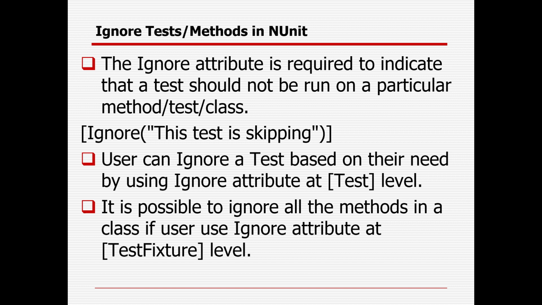The Ignore attribute is required to indicate that a test should not be run on a particular method, test or class. So that is the annotation. You need to give square brackets, Ignore, and within the parentheses you give the comment, the reason why you want to ignore it. That will be printed whenever you run the test case with the help of Test Explorer. So the user can ignore a test based on their need by using the Ignore attribute at the test level, so that particular test method will be ignored. And it is possible to ignore all the methods in a class if the user uses the Ignore attribute at the test fixture level.